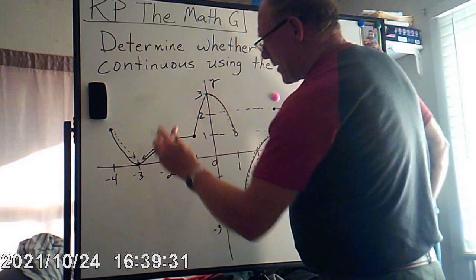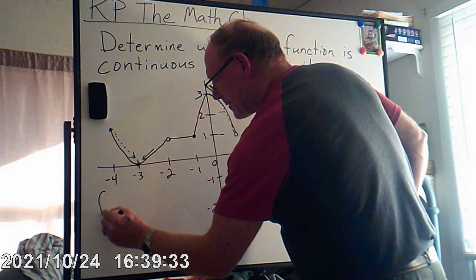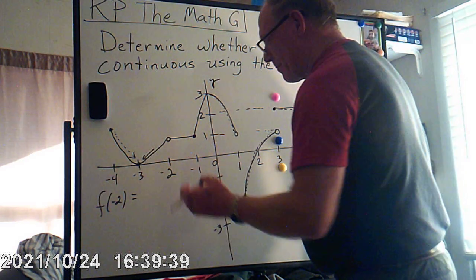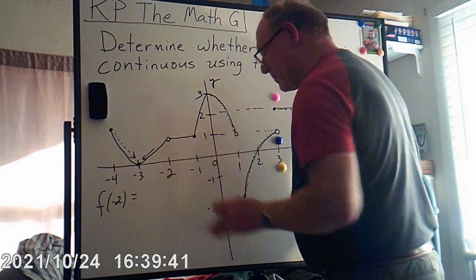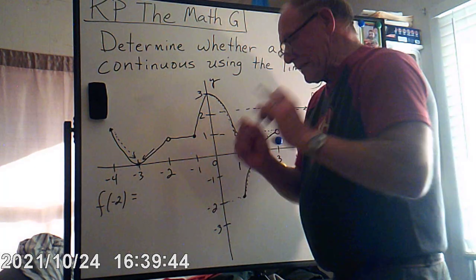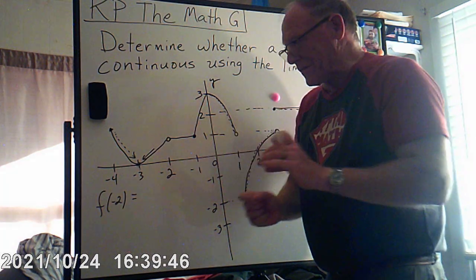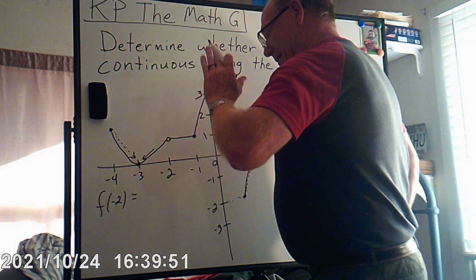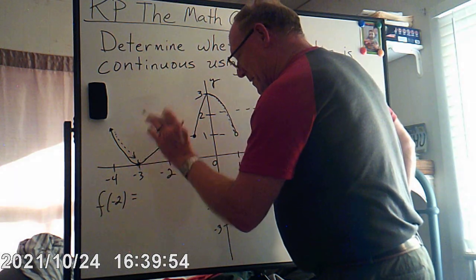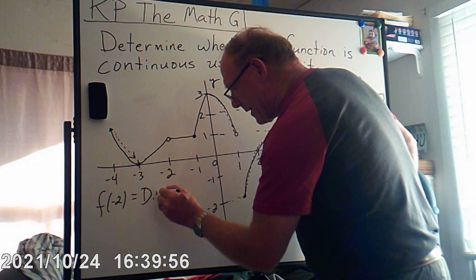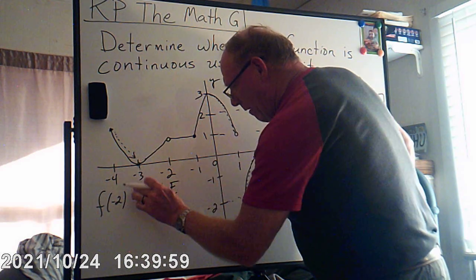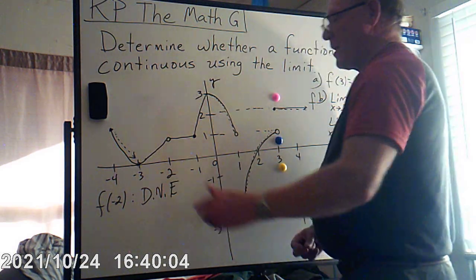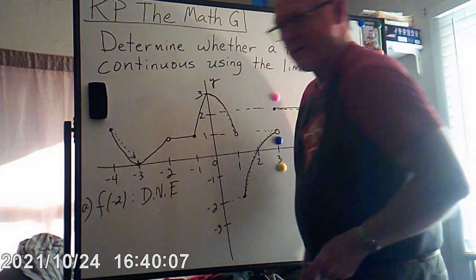Now, we are looking at f at -2. Does it exist? Somebody may say, well, I got a hollow circle at 1. Now, remember, don't go by the hollow circle. There needs to be something solid, and there's nothing solid here. It does not exist at all. So at this point, DNE, it does not exist. Therefore, you don't need to go any further.